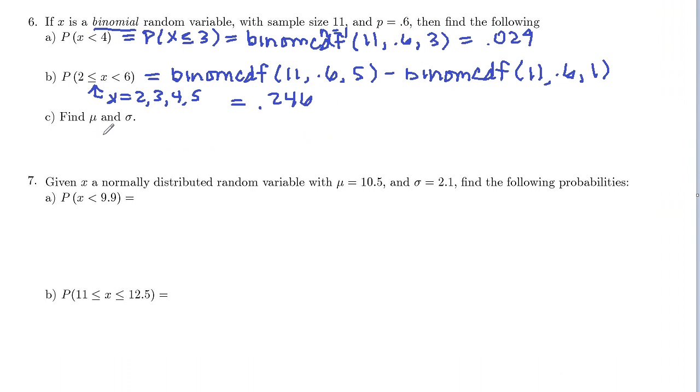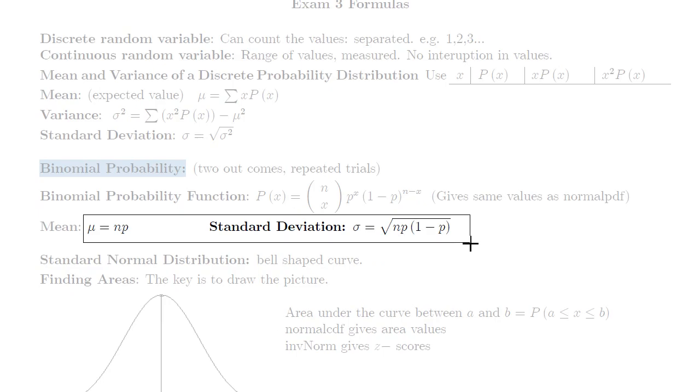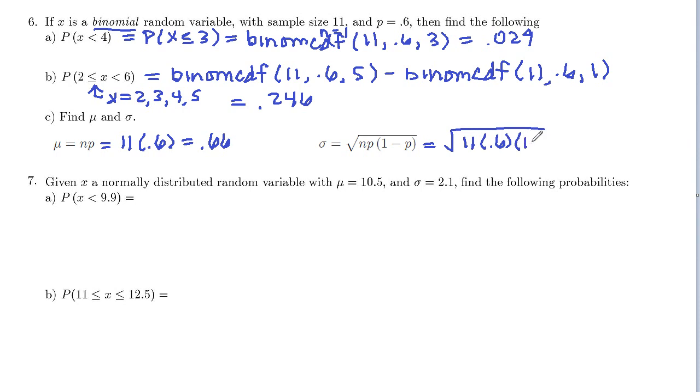And then lastly, in this problem, they want the mean and standard deviation. So let's go back to our formulas. For binomial probabilities, two outcomes, repeated trials, we won't be using the binomial probability function, but we do want our mean, n times p, and our standard deviation, the square root of np times 1 minus p. So let's grab those and bring them over. There are 11 trials times 0.6 success, and that gives us 6.6. And then this will be the square root of 11 times 0.6 times 1 minus 0.6. If you enter this into the calculator, you will get about 1.62.